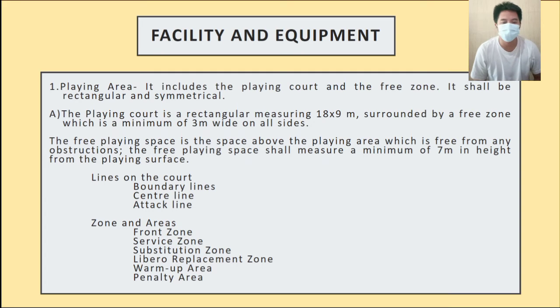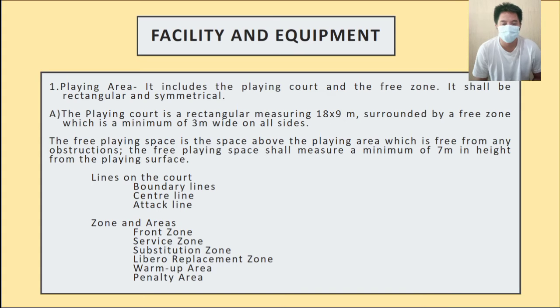Facility and equipment. Playing area. It includes the playing court and the free zone. It shall be rectangular and symmetrical. The playing court is a rectangle measuring 18 by 9 meters, surrounded by a free zone which is a minimum of 3 meters wide on all sides. The free playing space is a space above the playing area which is free from any obstructions. The free playing space shall measure a minimum of 7 meters in height from the playing surface.